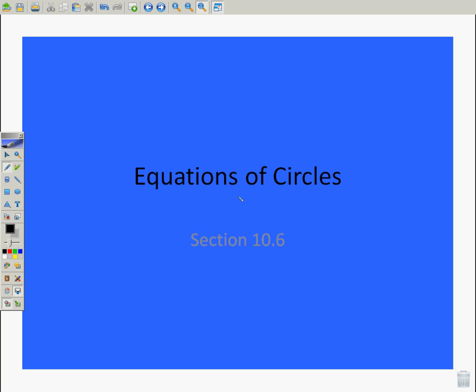All right, here is our next lesson. It's on equations of circles. This is section 10.6 in your book, and we're going to go through this once again. A great opportunity for you to slow it down, take it as you need it, and go ahead and pause it whenever you feel necessary. If I'm writing too quickly for you, just pause it. Do it stepwise, okay?